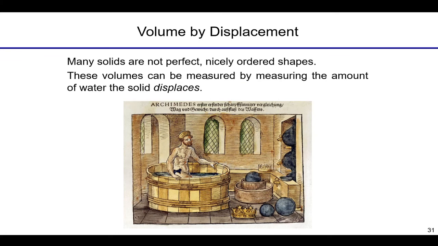And this leads us to volume by displacement. Many solids are not perfect, nicely ordered shapes. These volumes can be measured by measuring the amount of water the solid displaces. And this was first figured out by Archimedes, who was a scholar around 300 BC. He was born in Sicily, specifically a town called Syracuse, I believe, which at the time was really a hub of arts and science in Italy.